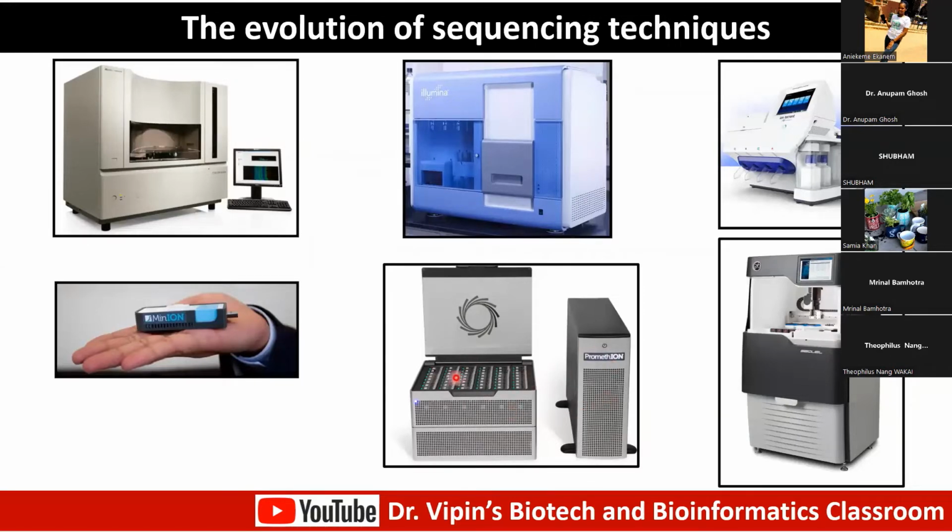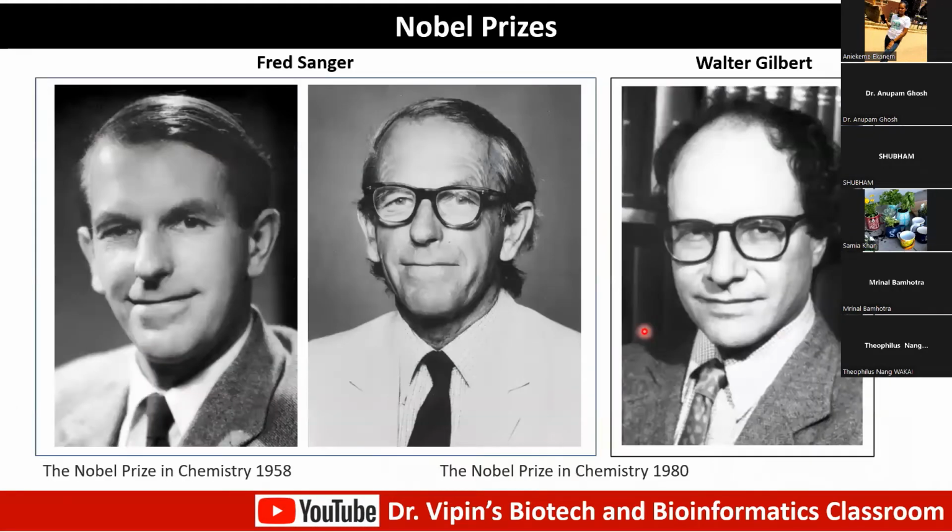Then you have the PromethION. This is the multiple assembly of nanopores. And then this is your PacBio sequencer. So this is the evolution of sequencing techniques we're talking about. In between, there have been many other techniques that have come and gone. For example, pyrosequencing is obsolete now. Likewise, SOLiD sequencer is obsolete now. So there has been evolution in the last 20 years. We have moved from first generation to second generation to the third generation of sequencing.